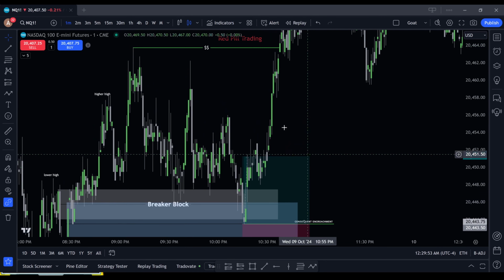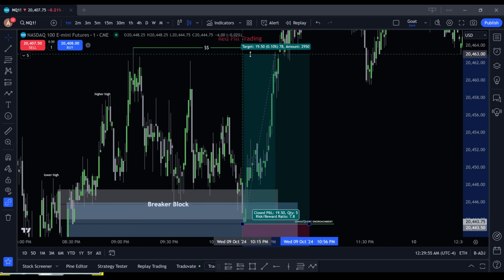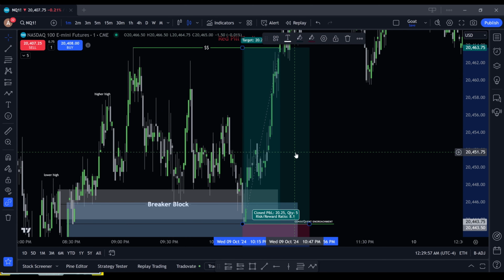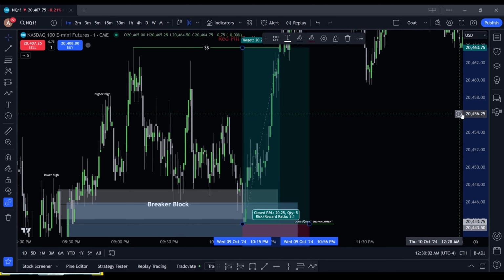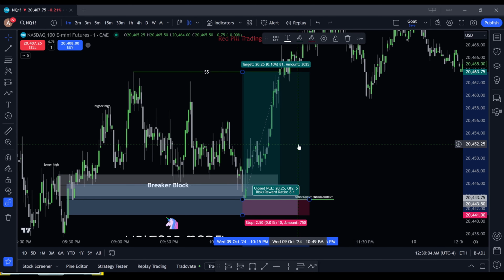Okay, targeting the last high, which is going to be right here, and look at how much you're getting off of this trade, a 1 to 8. And these happen all the time in the market. Just like the turtle soup setup though, you have to have an eye for it. You have to be doing some back testing, practice this setup.